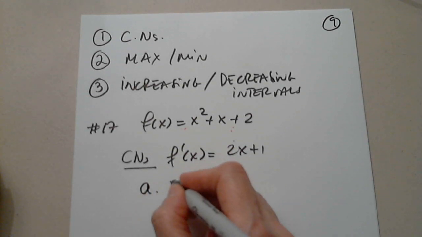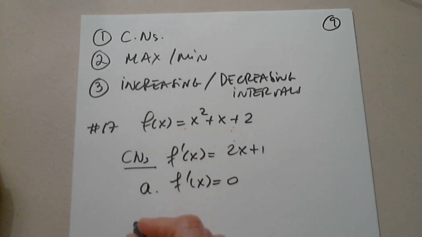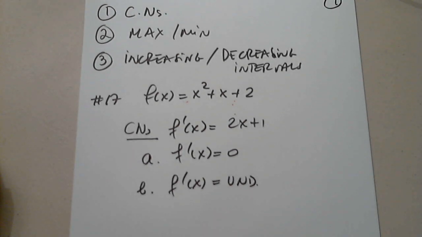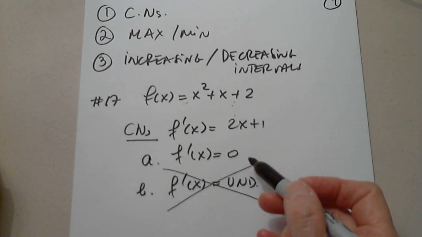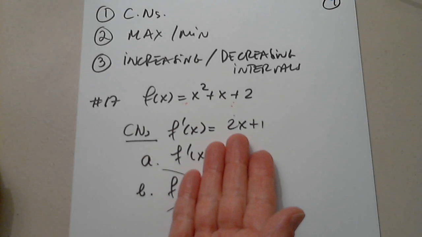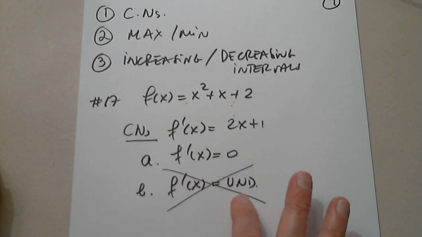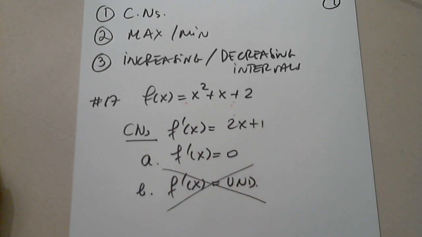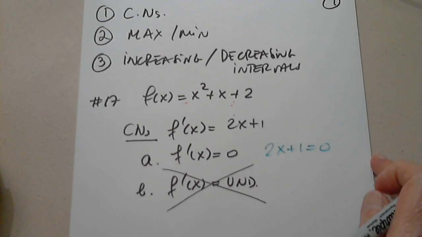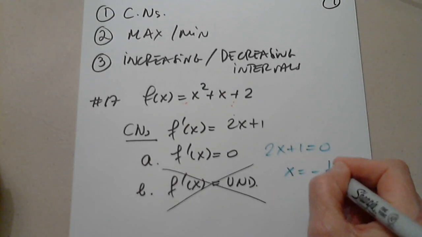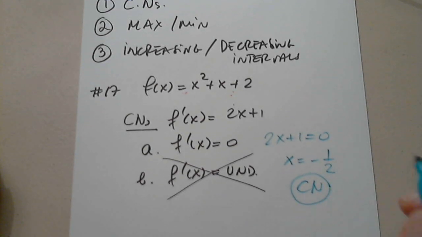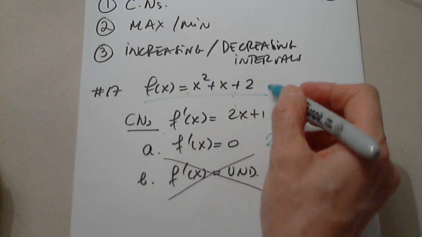Then I have part A, where I write f prime of x equals 0, and I have part B, when I write f prime of x equals undefined. This is linear. There is no point in even discussing this situation for this particular function. I have to keep that in mind, but not for this one. Good. So when I set it equal to 0, I have 2x plus 1 equals 0. I move 1, it becomes negative, and I divide by 2. This is the critical number, the only critical number of this function.